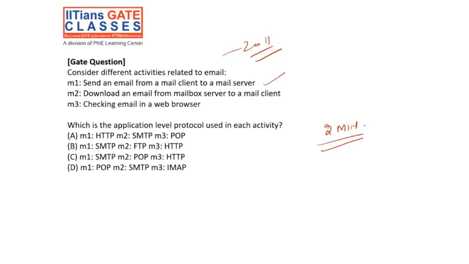See, send an email from a mail client to mail server. Mail client means client to server, SMTP for mail, right? You know that part, Simple Mail Transfer Protocol. Download the email from mailbox server to the mail client, then again POP we have to use. And checking email in the web browser, which is HTTP, right? Make sense?